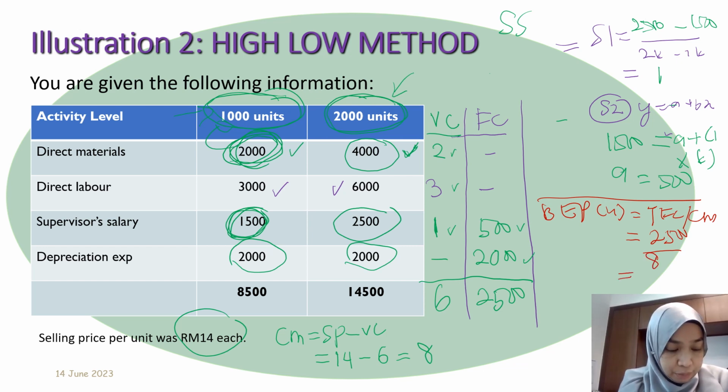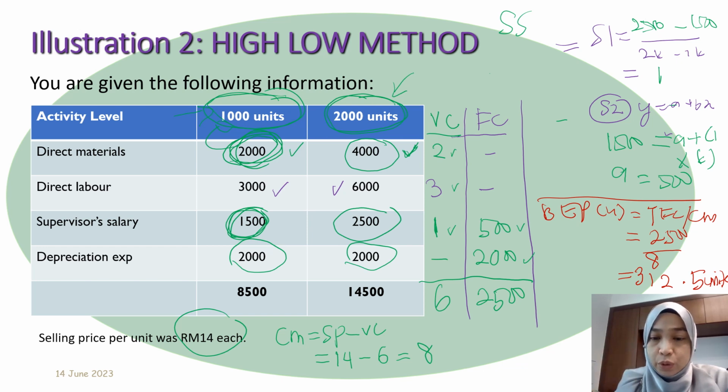Therefore, the break-even point in units is 312.5. That means the firm must sell at least 312 units in order to break even. Remember, at the break-even point, no profit, no loss.